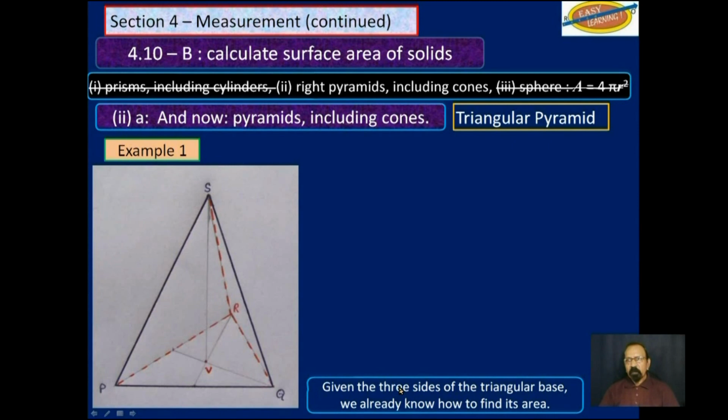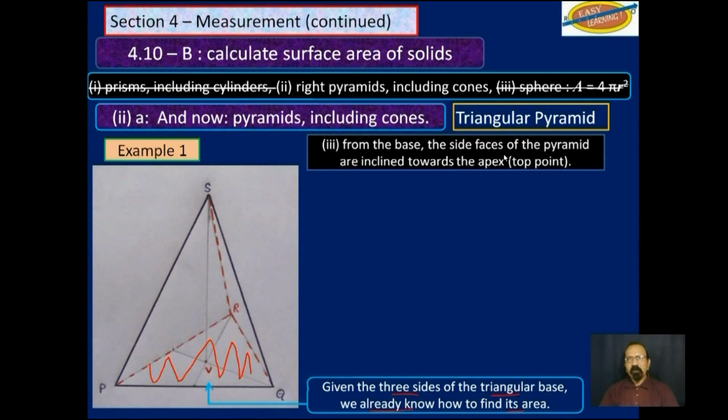If you know the 3 sides of the triangular base or any other related data, you can easily find the area of the base. That is this area here, whether it's a triangle or a rectangle or whatever. In this case, it's a triangle. From the base, the side faces of the pyramid are inclined towards the apex, which is the point, towards here. These side faces, which are triangles themselves, they join at the top here.